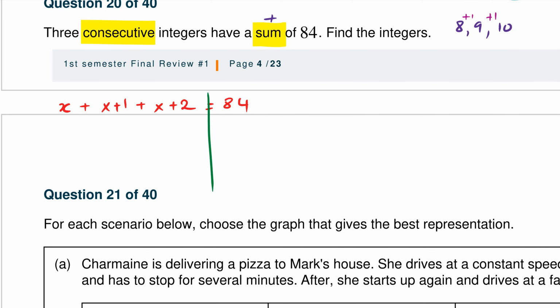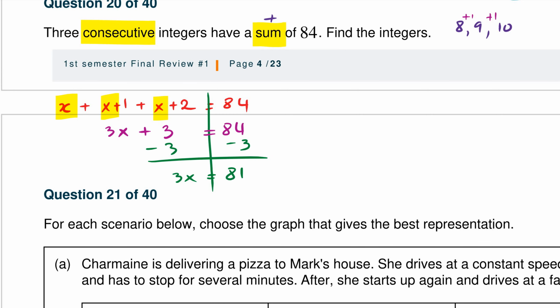Okay, so what we're gonna do is solve for x by combining like terms. X plus x plus x will give you 3 x's. Plus 1 plus 2 is 3, equal to 84. And we're gonna solve for x by subtracting 3 on both sides. 3x equals 81. And then we divide by 3 on both sides. X equals 9 as the final answer.